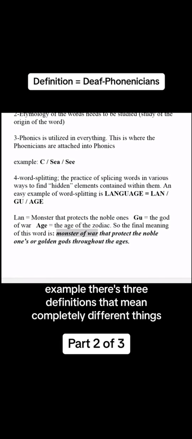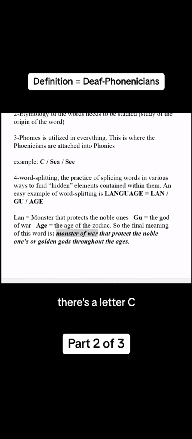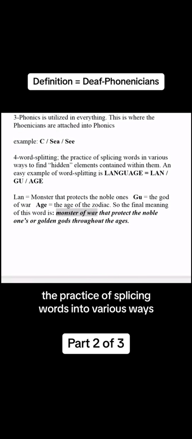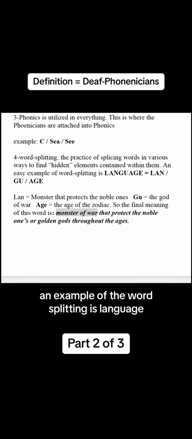Example, there's 3 definitions that mean completely different things. There's a letter C, there's the ocean C, and then you can see with your eyes. 4, word splitting, the practice of splicing words into various ways to find hidden elements contained within them. An example of the word splitting is language.